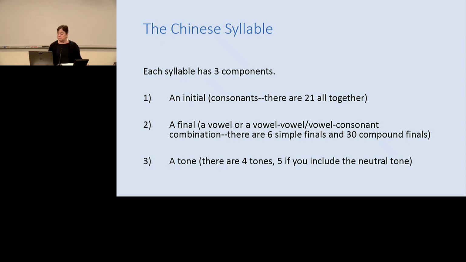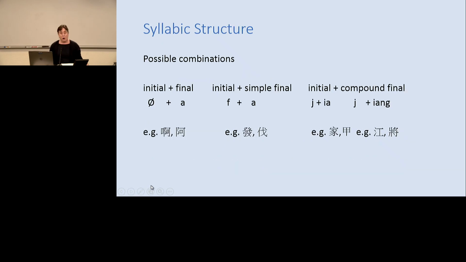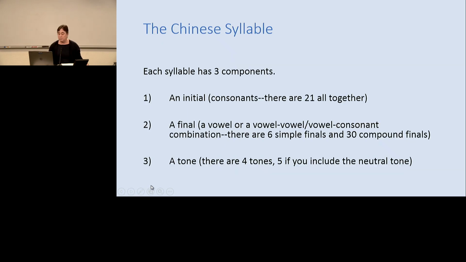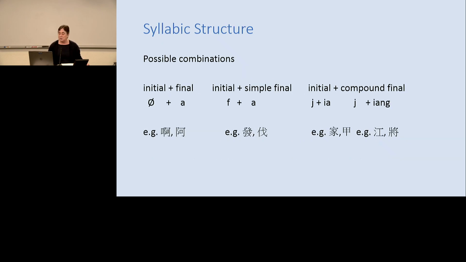Now, finally, and this is what makes the Chinese language different from some of the Romance languages or Western languages that we're used to, another essential element of the Chinese syllable is a tone. And there are 4 tones altogether, 5 if you include the neutral tone, which is really just a neutral sound. We'll talk more about neutral tones when we talk about tones.